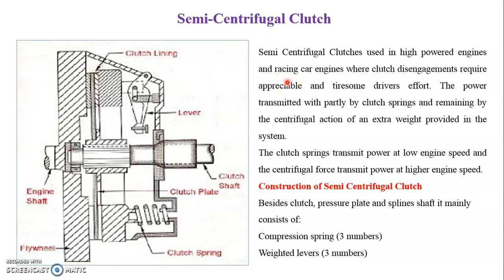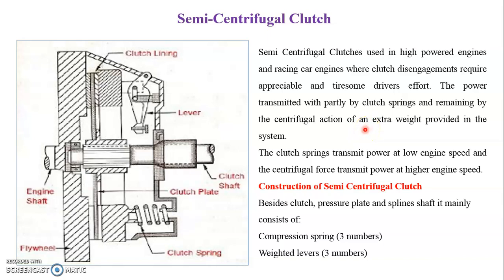The transmission of power in such clutches is partly by the clutch springs and the rest by centrifugal action of extra weight provided in the system. That's why it is called a semi-centrifugal clutch, not a fully centrifugal clutch. Semi means half. So half of the power is transmitted by the clutch springs and the remainder by centrifugal action of the extra weight.